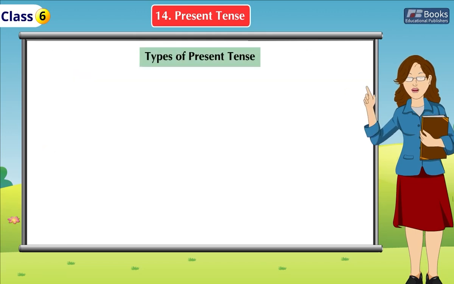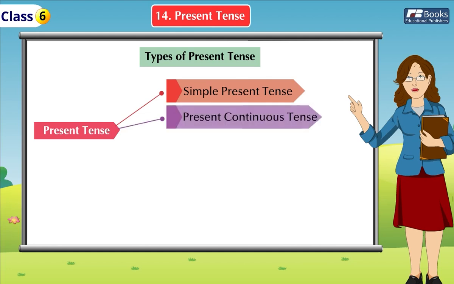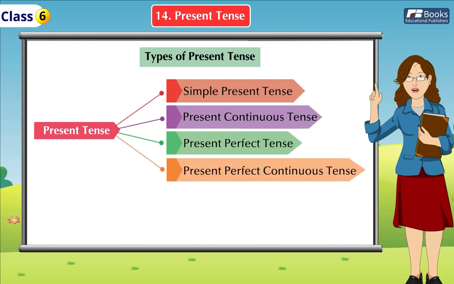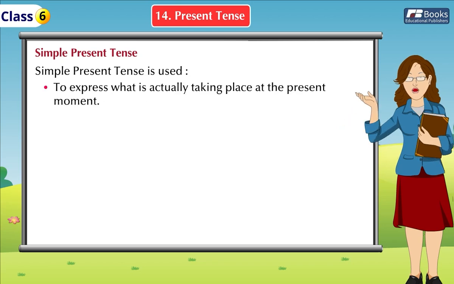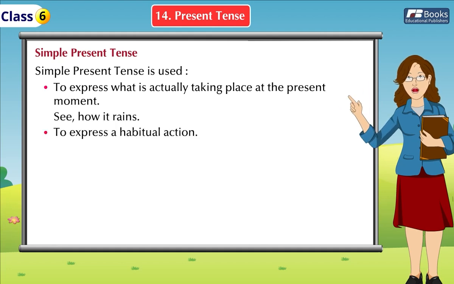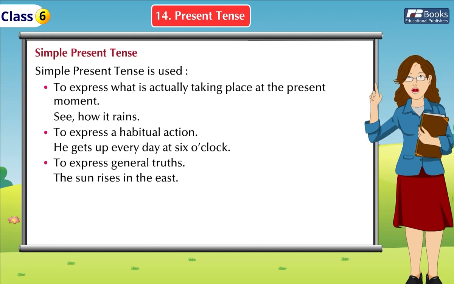Types of present tense: simple present tense, present continuous tense, present perfect tense, present perfect continuous tense. Simple present tense. Simple present tense is used to express what is actually taking place at the present moment. See how it rains. To express a habitual action: he gets up every day at 6 o'clock. To express general truths: the sun rises in the east.